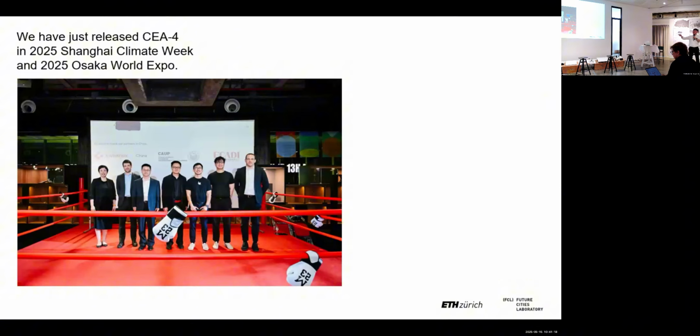And some story behind it: three weeks ago, we just released a new version of CA, and we named it CA4 in Shanghai Climate Week. And I also had a chance to be featured as a product from Switzerland in the 2025 Osaka World Expo.